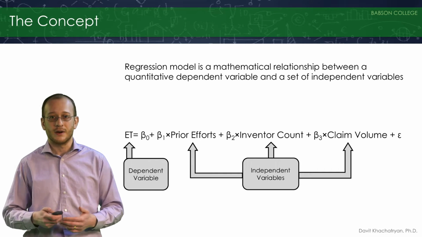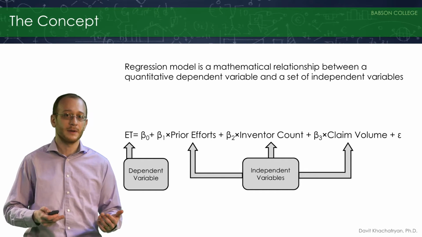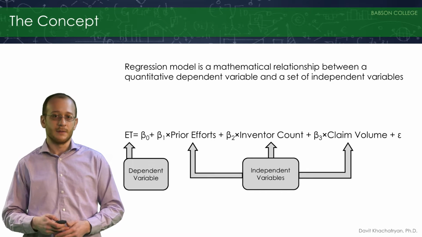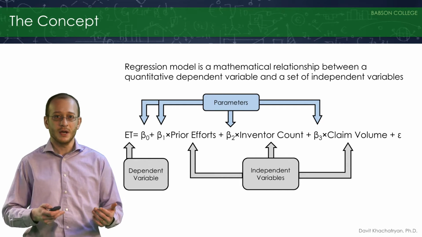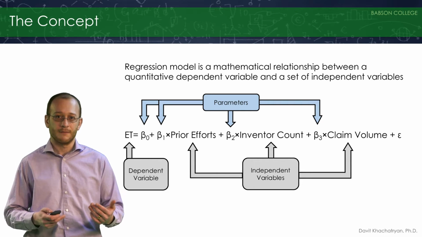Independent variables are also known as predictors, regressors, explanatory variables, covariates, or input variables. Variables are measured. Parameters that appear in a regression are unknown but can be estimated from the data.